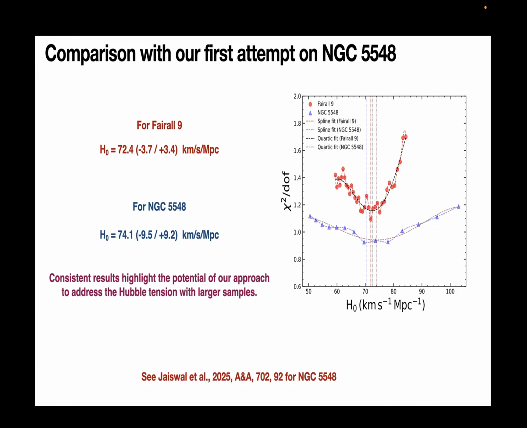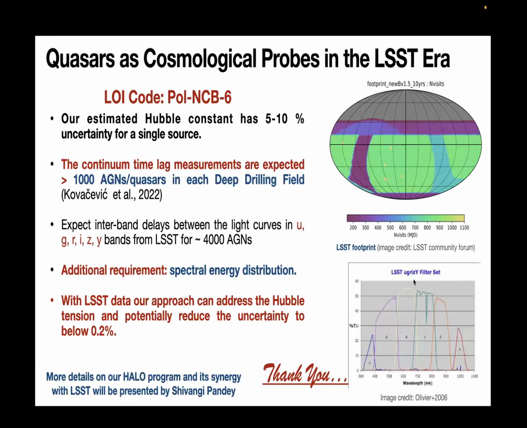And in this place, LSST can play an important role. Because currently we are suffering an uncertainty in the estimated Hubble constant of about 5 to 10% for a single target, and LSST is going to provide continuum lag measurements for about 1,000 AGN in each deep drilling field in 6 different filters, and we have total 4 deep drilling fields. So therefore, we have 4,000 AGN, and if we apply our model to those 4,000 AGN, then that can potentially reduce the uncertainty to below 0.2%. And in this way, we can address the Hubble tension.